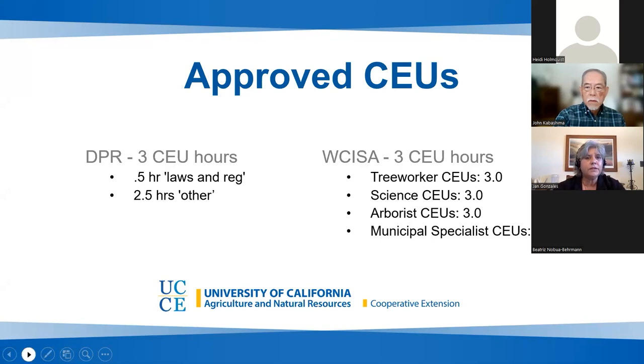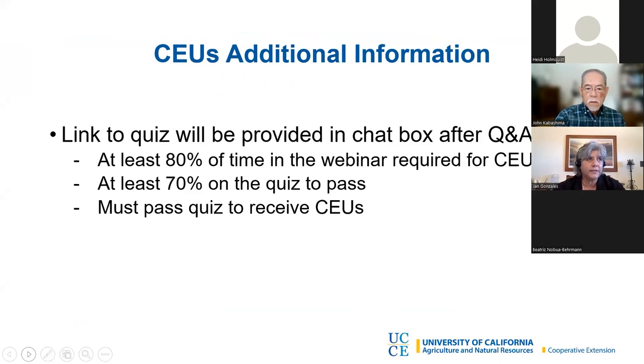So if you are interested in receiving continuing education credit, course credit, then there will be a quiz for that. And the link will be posted in the chat box at the end of the webinar. So you'll need to click on that link and take the quiz. It's required that our records show that you have attended the webinar for at least 80% of the time and that you get a score of 70% minimum on the quiz. If you need or would like to retake the quiz, that option will be available to you. You can contact Heidi about that if necessary.